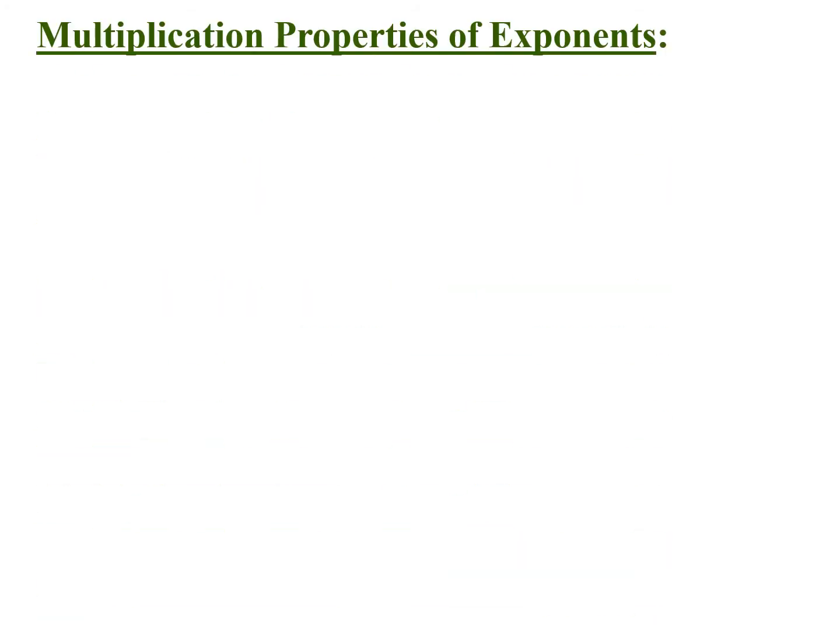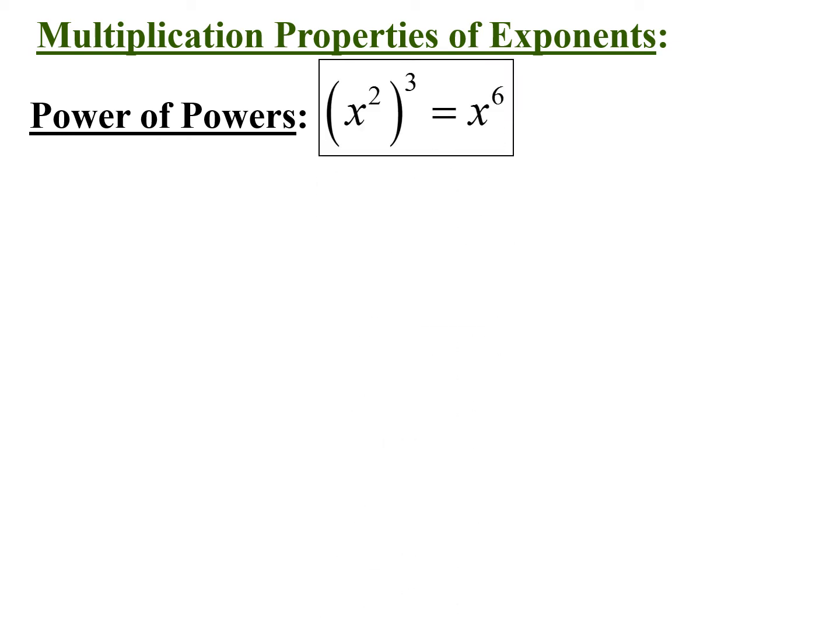Next, we're going to take a look at multiplication properties of exponents. Our first property of exponents that we're going to look at is power of powers. So here, when I have the quantity of x squared raised to the 3rd power, it ends up being x to the 6th power. So when I have the situation where we have an exponent being raised to another power, we end up multiplying. So 2 times 3 is equal to 6 for our exponents.